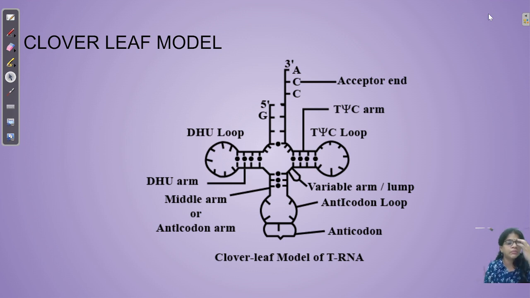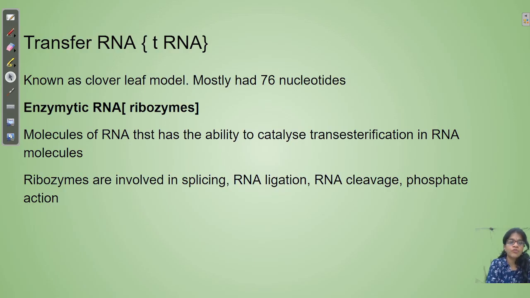Hope you got all the types of RNAs. You also got a diagram of how the whole thing happens. Apart from all the types of RNAs, there is also an enzymatic RNA called ribozymes. These are RNA molecules that have the ability to catalyze trans-esterification, an important process helpful for splicing, ligation, cleavage, and phosphate action.